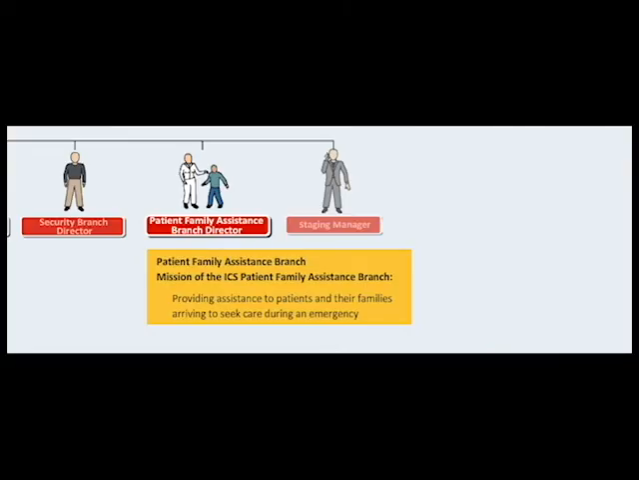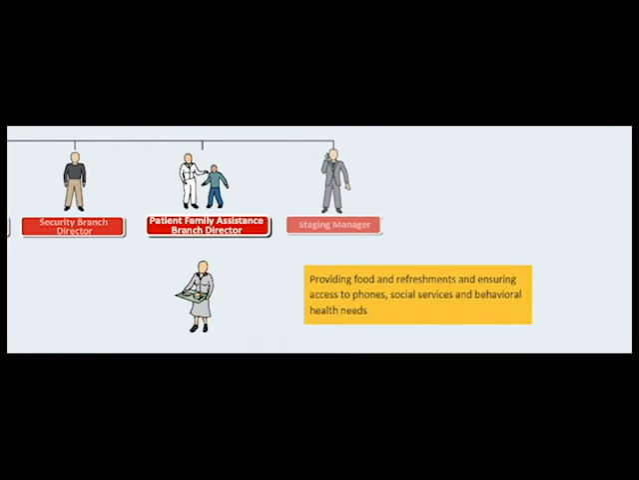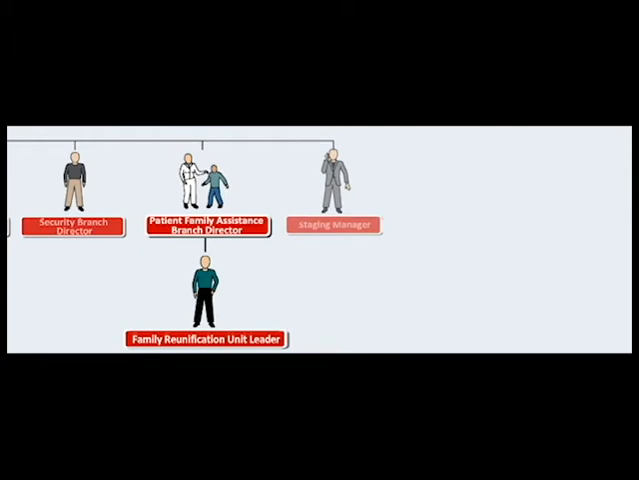The Patient Family Assistance Branch is responsible for providing assistance to patients and their families arriving to seek care during an emergency. Support includes providing food and refreshments and ensuring access to phones, social services, and behavioral health needs. These services are coordinated and obtained from corresponding unit leaders from both the operations and logistics sections. The Family Reunification Unit Leader will take the lead in assisting families to locate their loved ones or friends through the hospital's patient tracking program, coordinated by the Planning Section, or the community's patient location system by working with the liaison officer.